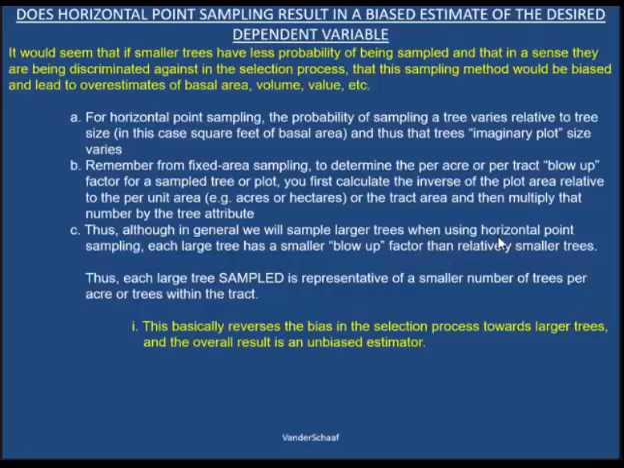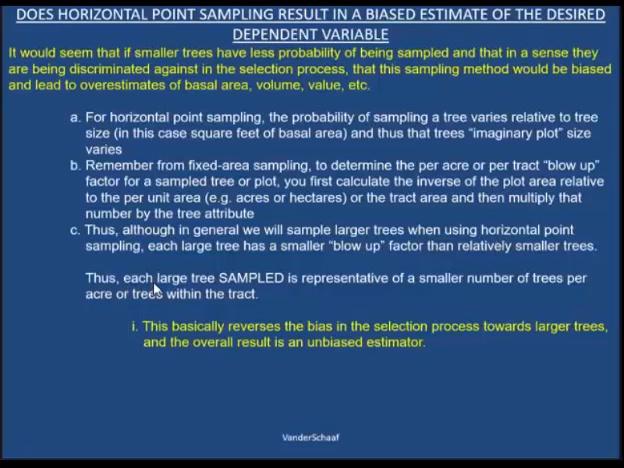And we want that because we want to sample with a greater probability that larger diameter tree, basal area, but it has a smaller blow-up factor. So if we have a small diameter tree and it has a small plot, and has a low probability of being sampled with variable radius, it's going to have a large blow-up because it's going to go into a per acre. That tree's imaginary plot is going to go into a per acre a lot. It's going to have a large blow-up, a large expansion.